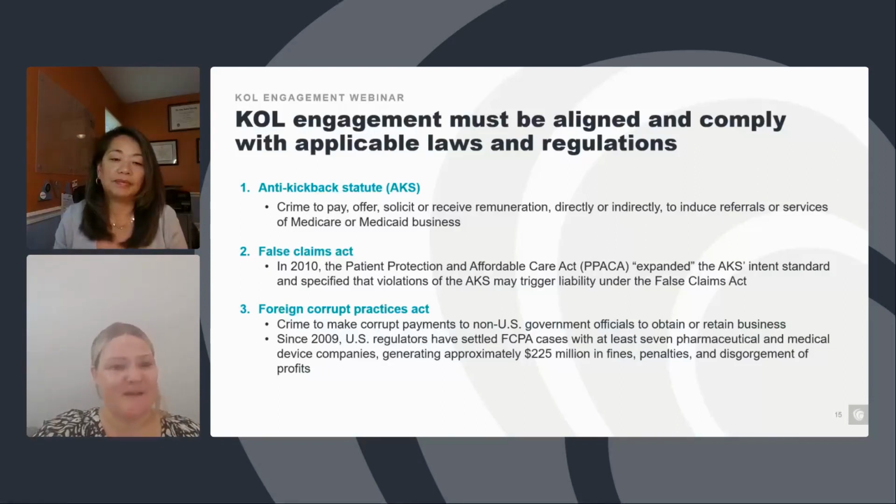Here in the US, we have the Anti-Kickback Statute that is typically referenced in enforcement actions related to HCP or KOL consulting. The AKS makes it a crime to pay, offer, solicit, or receive remuneration directly or indirectly, which is an important distinction, to induce referrals or services of government business. The False Claims Act is interesting because it actually amplifies the penalties of the AKS, so that if a company is found to be in violation of the AKS and has a financial penalty that it must pay, the False Claims Act multiplies that financial penalty. And it's automatically triggered.